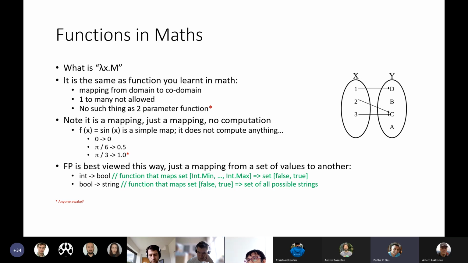For example, a function int to bool maps any item in the set int min to int max to the set false and true. That's all it is. Don't worry about the computation. Bool to string: string is again a set of all possible strings, all Unicode or multi-byte character strings, that many strings permutated, God knows how many times. So from a set of 2 values to a set of that many infinite values, it's still a set mapping. That's the whole point.